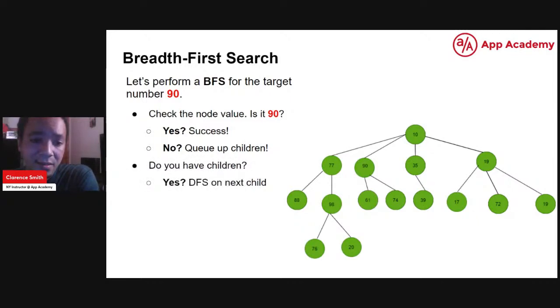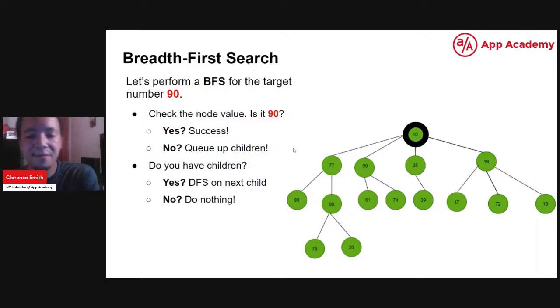Do you have children? That is a typo. I'm sorry, guys. We're going to check the next child. That shouldn't say DFS, but we'll see in the visual right now. No matter how many times you read it, it happens. Teachers know. So we're going to BFS each time.